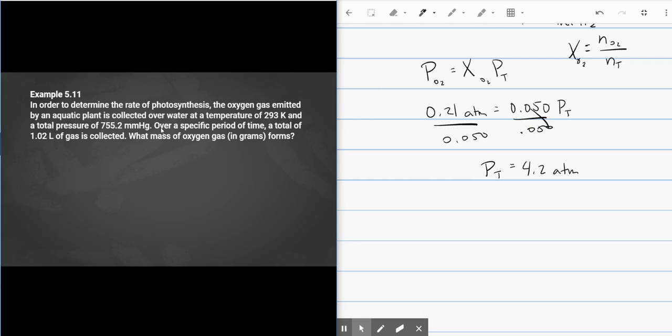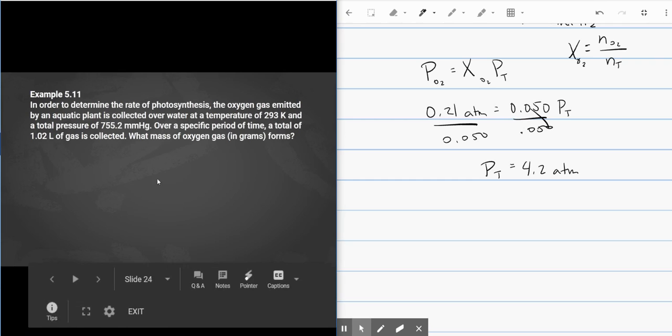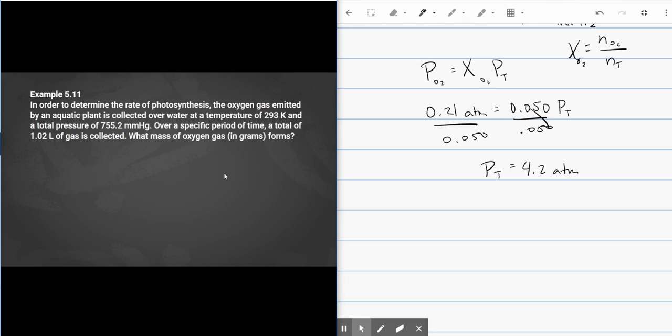Okay, so in order to determine the rate of photosynthesis, the oxygen gas emitted by an aquatic plant is collected over water. So we have a little plant giving off oxygen, and we're going to collect the oxygen above the water at a temperature of 293 Kelvin. That's going to be significant because we have to look up the vapor pressure at 293, and a total pressure of 755.2 millimeters of mercury. Over a specific period of time, a total of 1.02 liters is collected. What mass of oxygen forms?